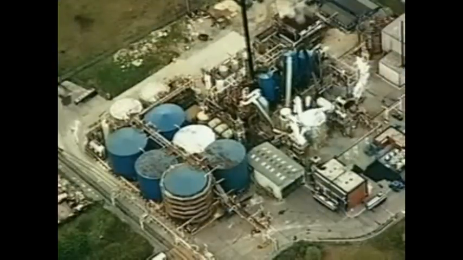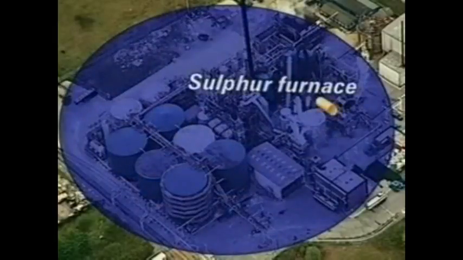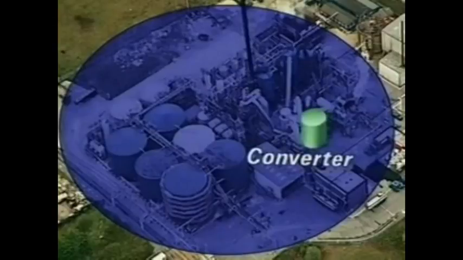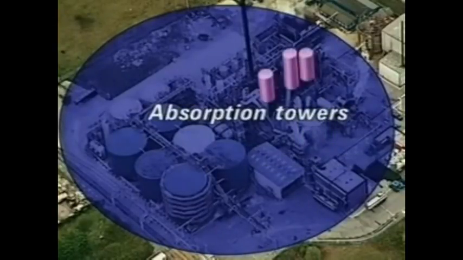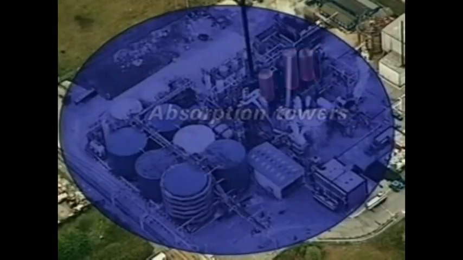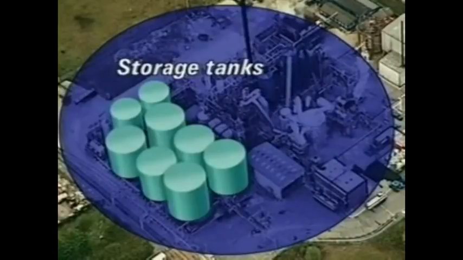This is the Hayes chemical site. The sulfur is burnt in a furnace. Sulfur dioxide passes to the converter. Sulfur trioxide is fed to the absorption towers to produce acid of the required concentration. This is then stored for delivery by tanker.